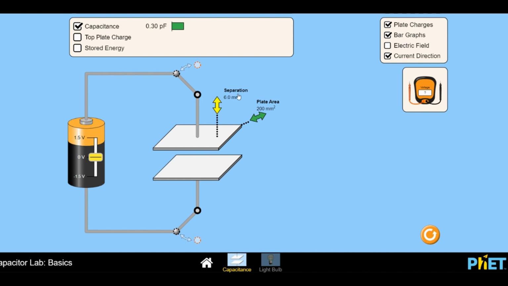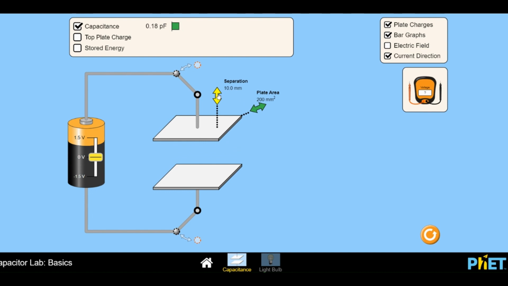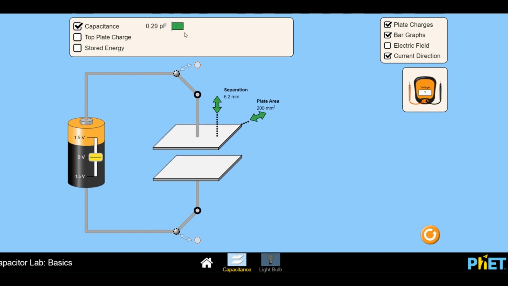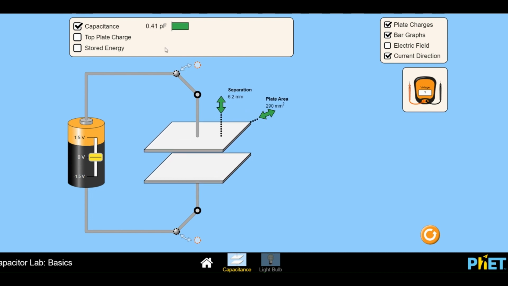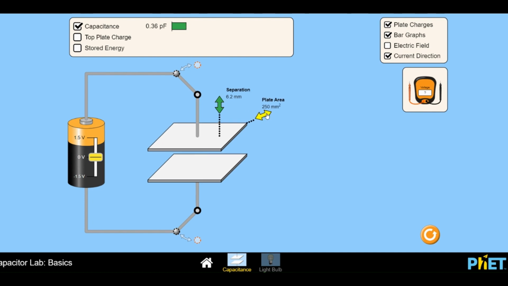Now, here we can see two parameters. One is called the separation, which is the separation between the two plates, the upper and the lower plate. The other is the area of the two plates. So let's see what happens to the value of this capacitance if I increase the separation. As the separation increases, the capacitance value decreases. As the separation is decreased, the value of capacitance increases. Secondly, if I increase the area of the plate, proportionately, the capacitance value also increases. Whereas if I decrease it, the capacitance value decreases.